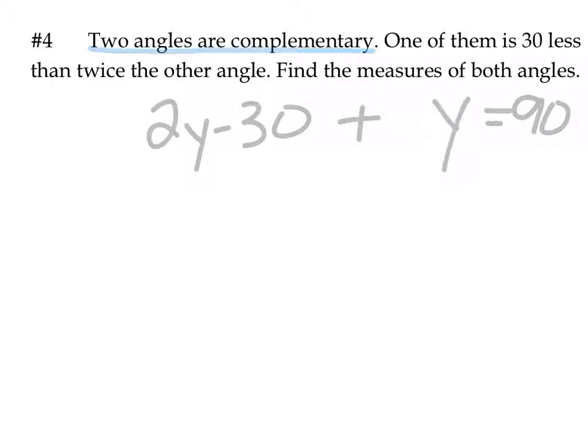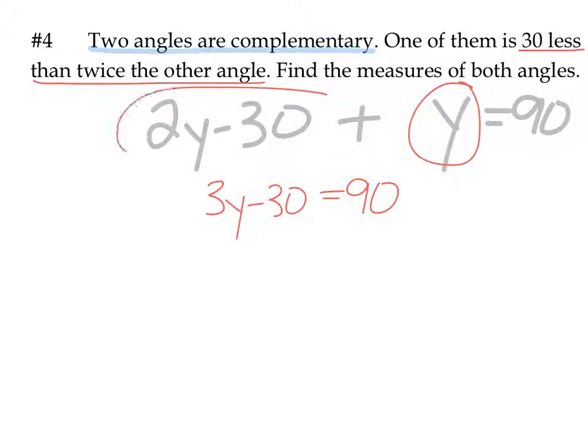And you can use any variable you want. If you want to use x instead of y, it doesn't matter. The key is when I add these two angles together, I'm going to get 3y minus 30 equals 90. They're complementary, it means they add up to 90. Again, one angle is y, the other one is 30 less than twice it. So those are two angles.